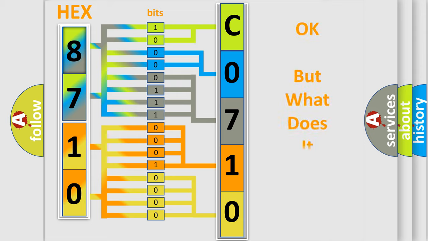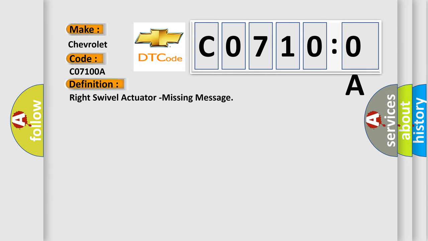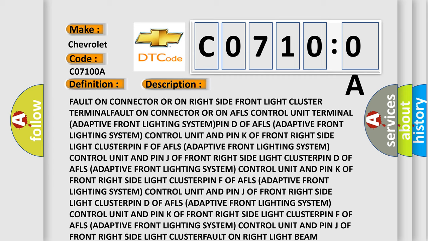The number itself does not make sense to us if we cannot assign information to what it actually expresses. So, what does the Diagnostic Trouble Code C0710-0A specifically mean for Chevrolet? The basic definition is right swivel actuator missing message. And now this is a short description of this DTC code: fault on connector or on right side front light cluster.